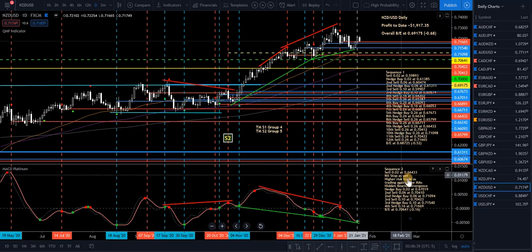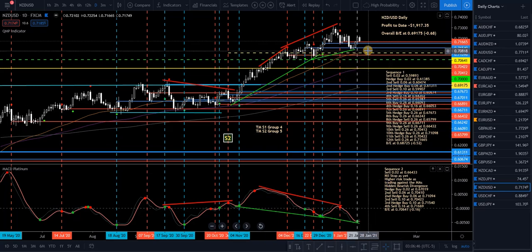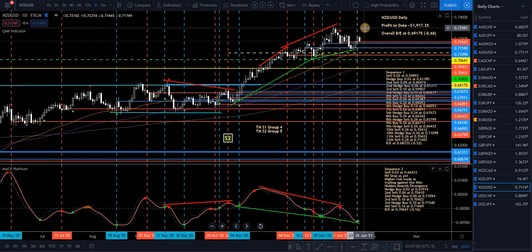So sequence 1, then we've got sequence 2, which is also based on hidden divergence. So we've got 2 sequences. This yellow line here is the overall break-even for sequence 2. You can see it starts there. So I think I did take a sell there, but I've already closed or stopped out of it or something like that. Profit to date, 1,900.